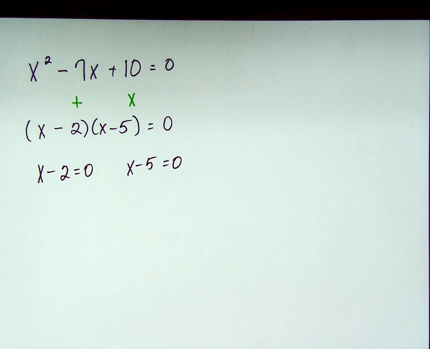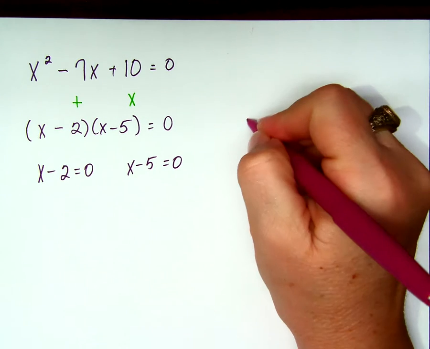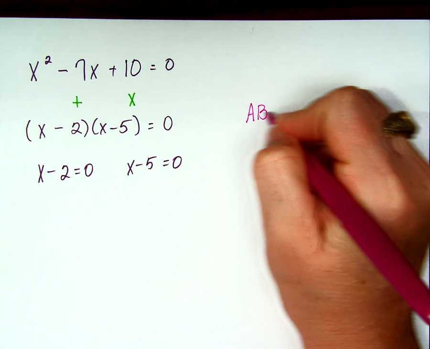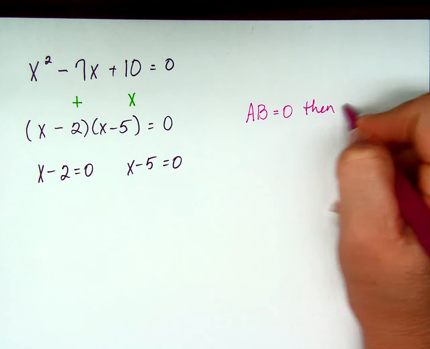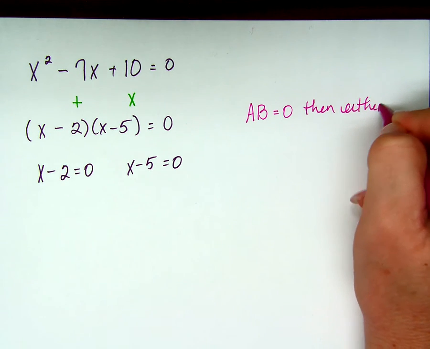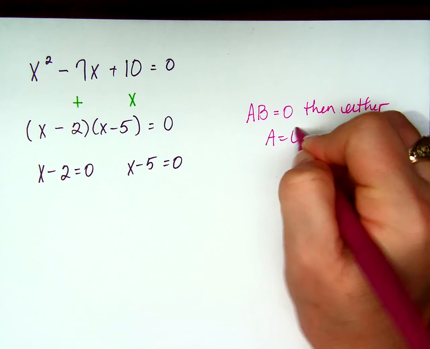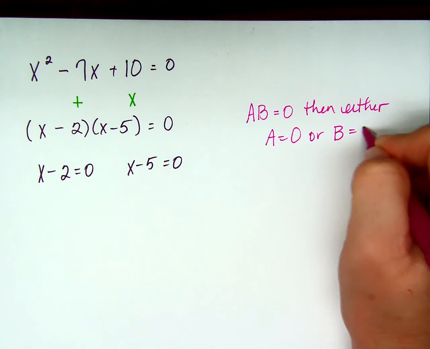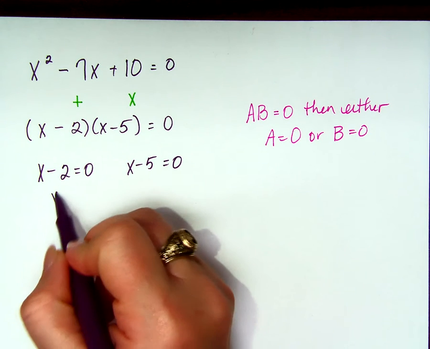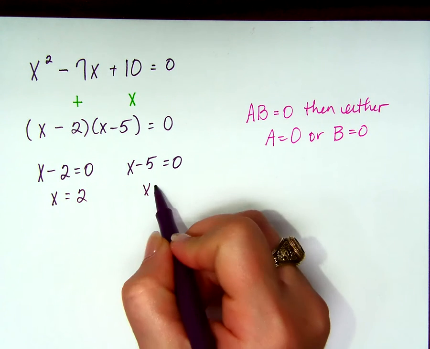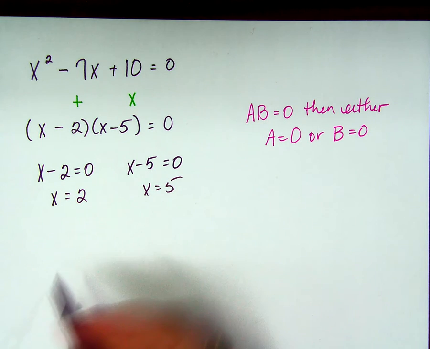The property, I want to show you this though. The property that we're talking about actually says if AB equals 0, then either A equals 0 or B equals 0 or both. So we don't mess around. We don't try to figure out which one it is. We just think both of them are and go from there. So these are our solutions.